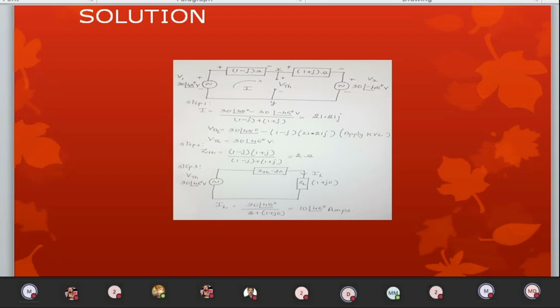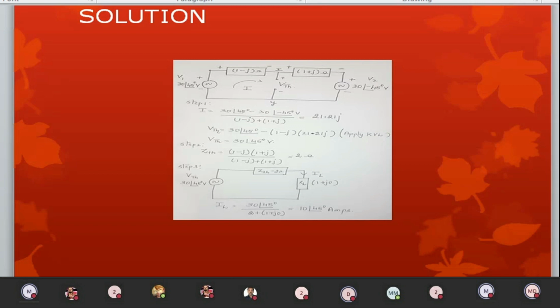Step 2, I want the looking-back impedance, or Thevenin impedance. It is not a Thevenin resistance, it is Thevenin impedance. Kindly understand. To find the Thevenin impedance, I have to deactivate the active sources. What are the active sources? Two voltage sources, 30 angle 45 and 30 angle minus 45. You just draw a straight line, because to deactivate voltage sources, I have to draw a short circuit.